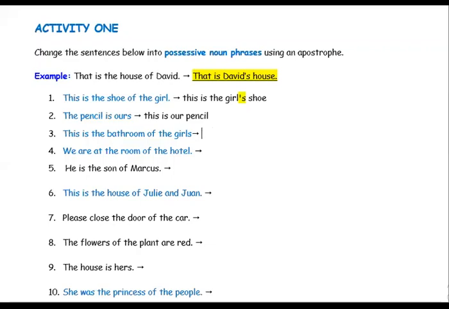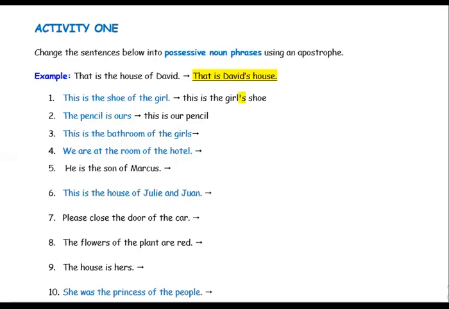I want all of you to try. And just to recap for Dalen, a noun can be anything and everything around you, right? If the noun is plural, then the apostrophe goes after the word, okay? The apostrophe and S. That is the girls' bathroom.